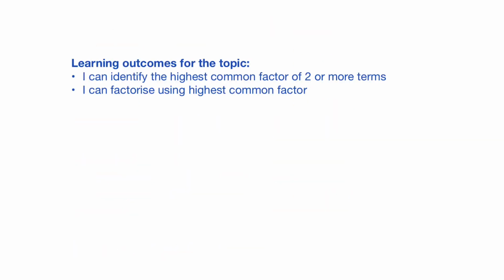And that's really all we need to do with factorising just now. There are different kinds of factorising when we get further on with our maths. But for the time being, if you can factorise using a highest common factor, that's really, really good. And we'll get on to the different kinds of factorising once we've got a few more skills under our belts.